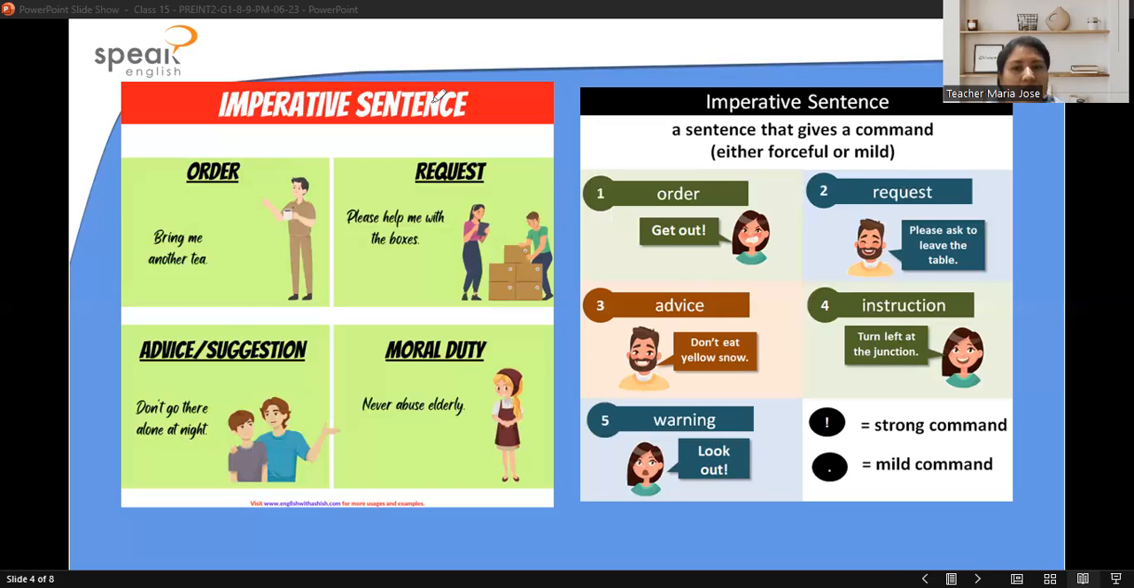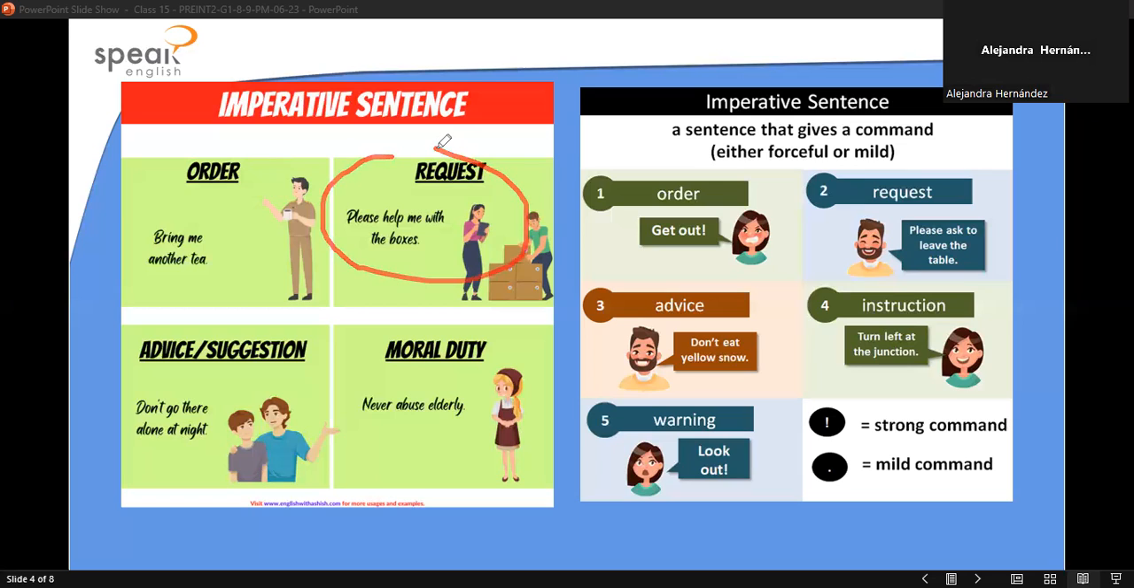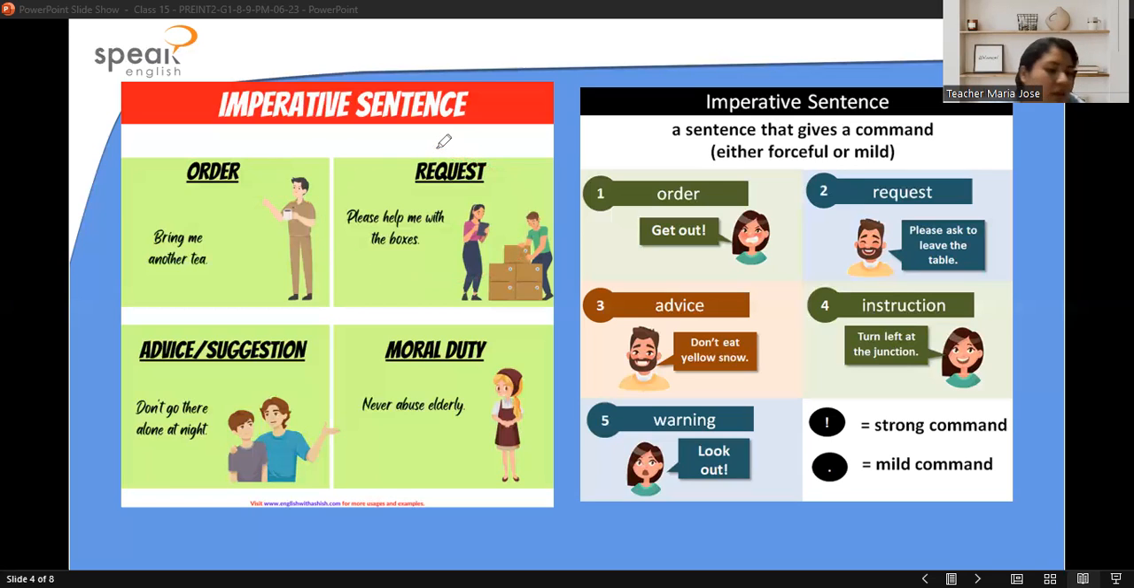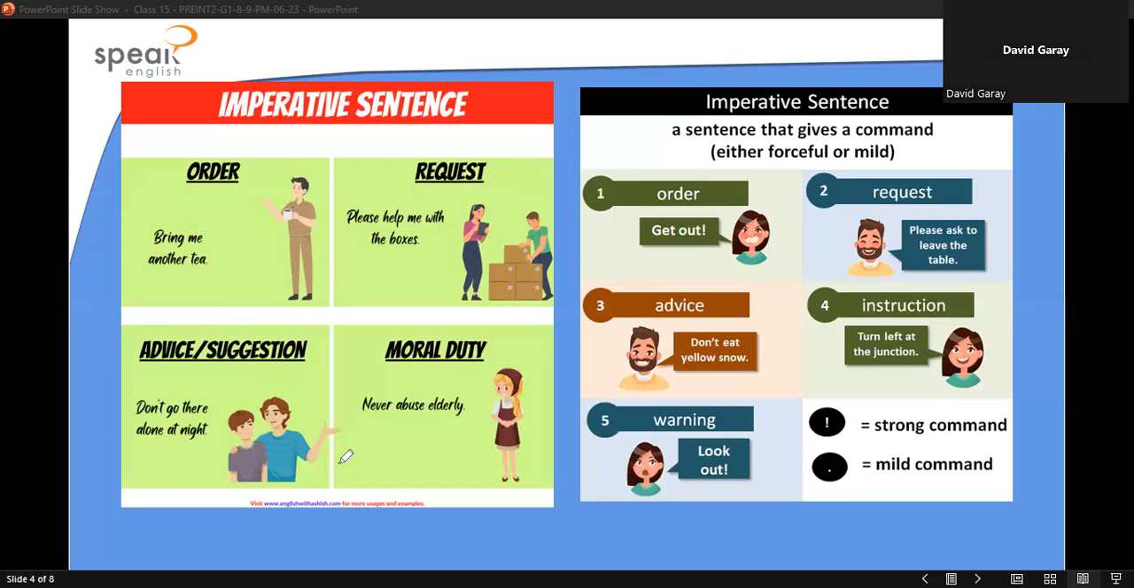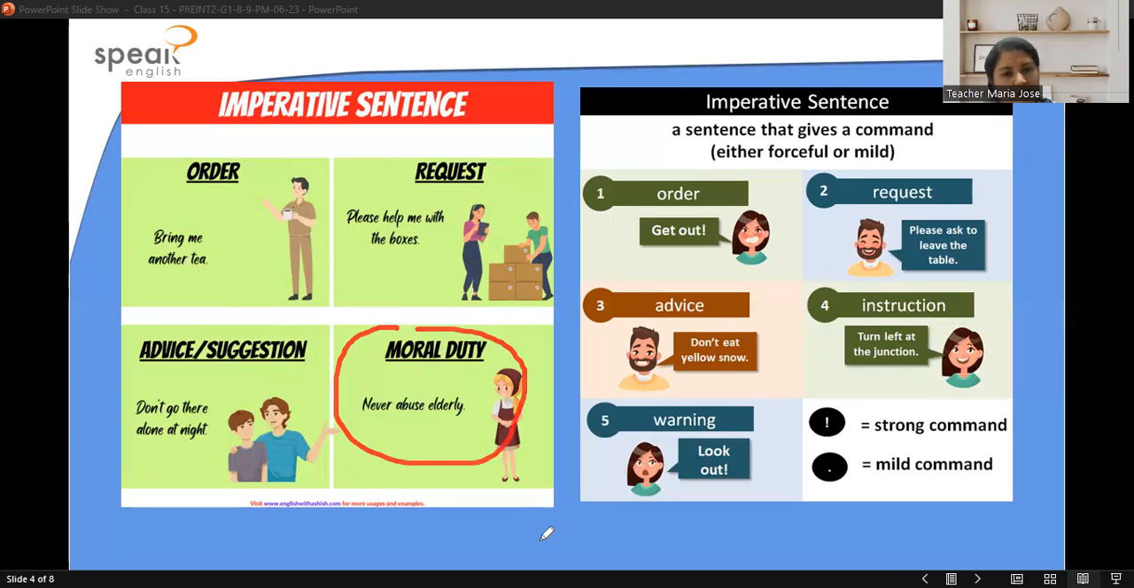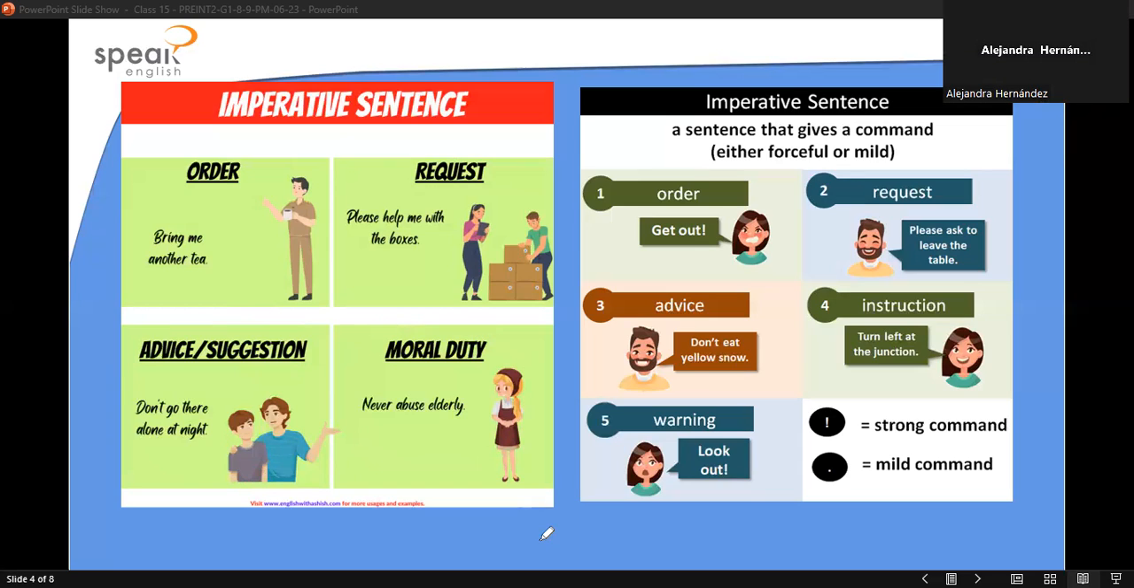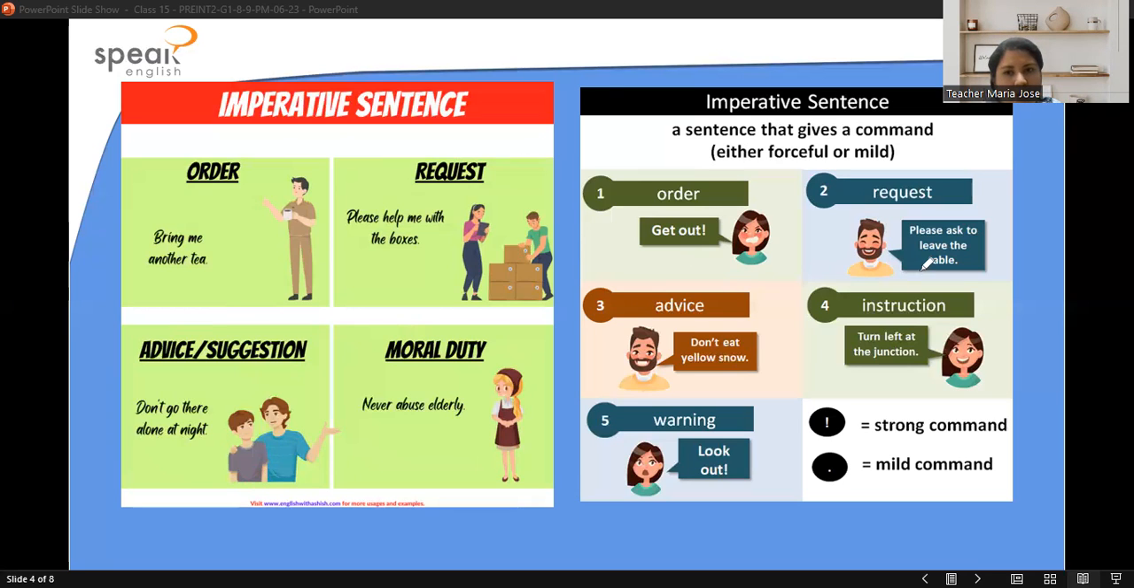Okay, can you help me with the second example, please? Request. Please help me with the boxes. Okay, so when we say please, like do something, but please do it. Okay, David, can you help me with the other example? Advice, suggestion. Don't go there alone at night. Okay, and the other one, Alejandra? Moral duty, never abuse elderly. Okay, perfect. Let's continue with more information.